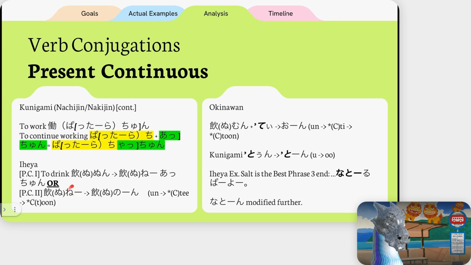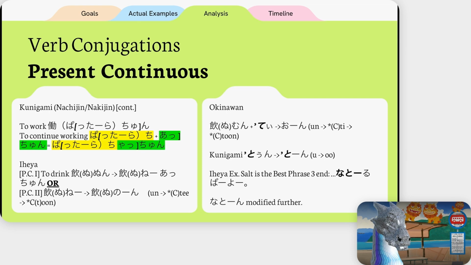Or another way, this PC1 represents the present continuous. Another way you can do it, present continuous two, is you can instead convert this to on. So once you have your form set up, nune, you can also instead say nunon instead of nune achun every single time.